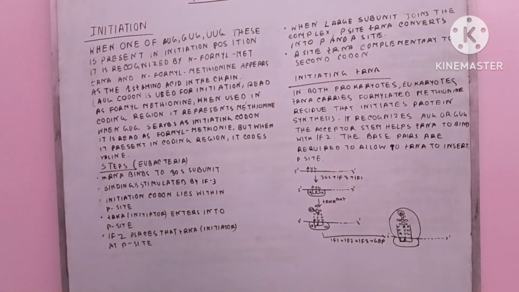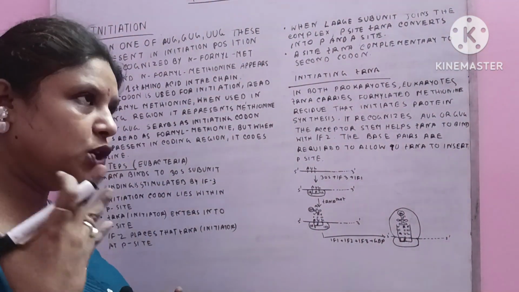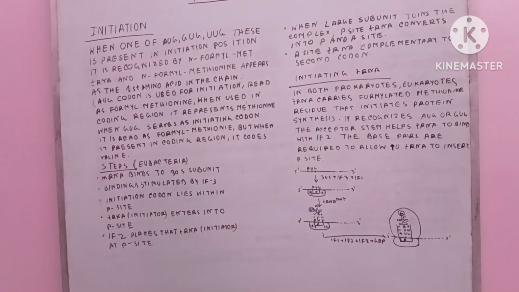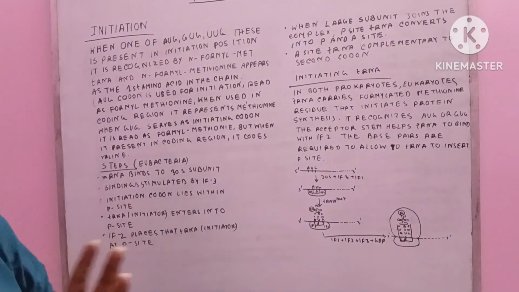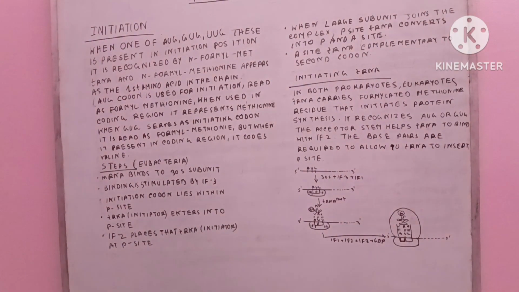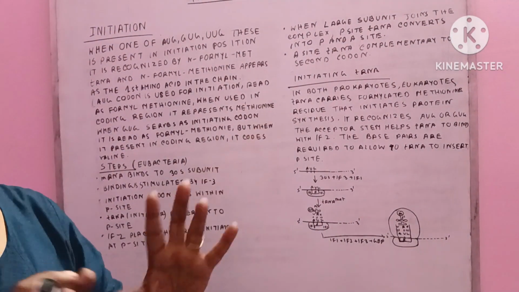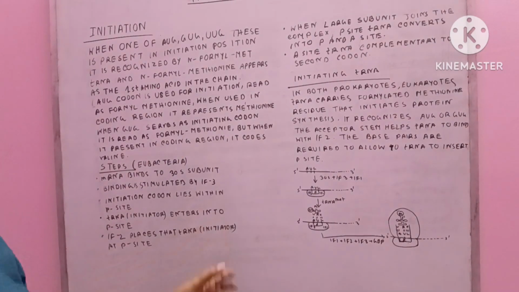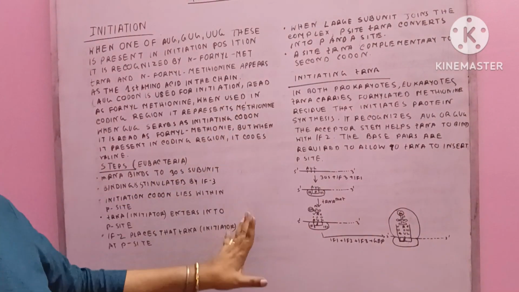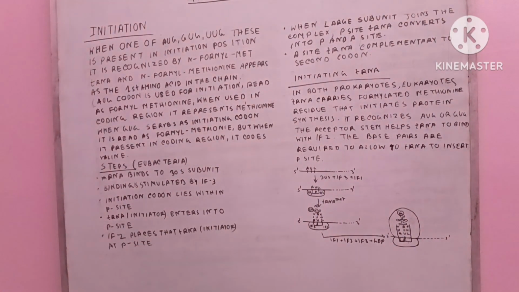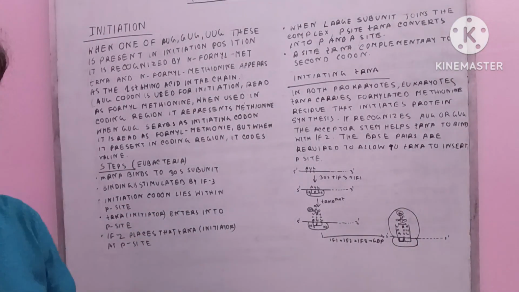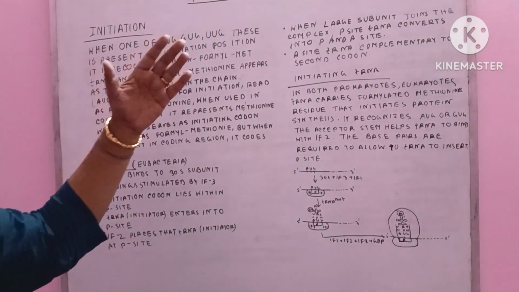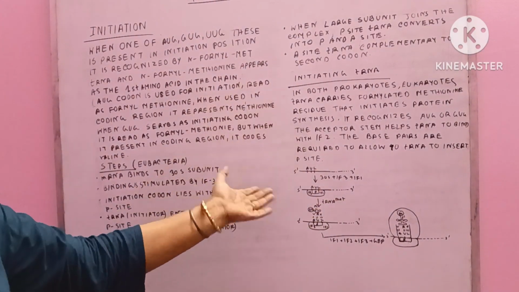There are some differences in the eukaryotic cell, and we will learn what the differences between prokaryotes and eukaryotes are in my next video. This would become very large if I tried to elaborate the eukaryotic initiation process here, so I will explain the differences between the eukaryotic and the prokaryotic initiation process in my next video.